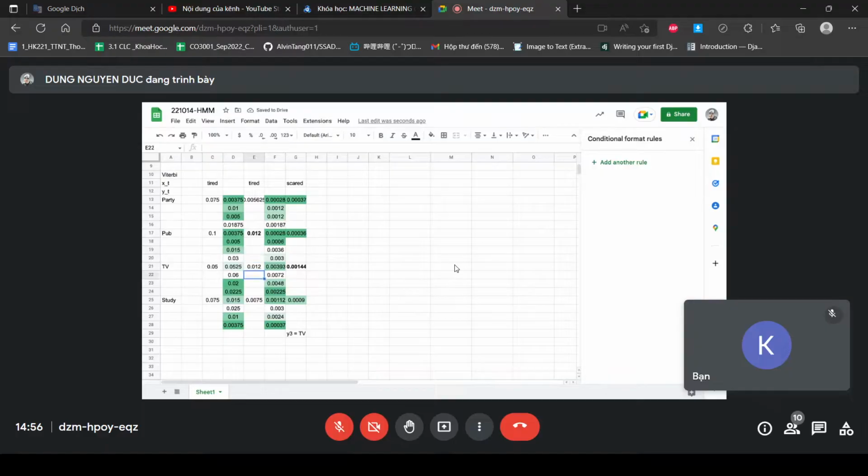Okay, so this gives you y2 equal pop. And then from this one, in order to achieve this maximum value, you must come from this one, which is here, from study. So you can get y1 equal to study. This is what we have with Viterbi.